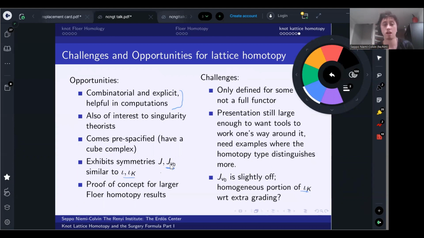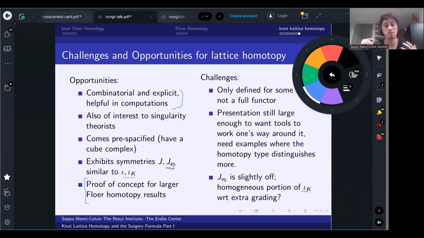It also, for example, as an opportunity, provides a proof of concept for larger Floer homotopy results with regards to Heegaard Floer and knot Floer. However, as a challenge, while it provides a proof of concept, because it's not a full functor, you can't use the extra structure to obstruct cobordisms because we have not associated morphisms to every cobordism out there that we might care about.